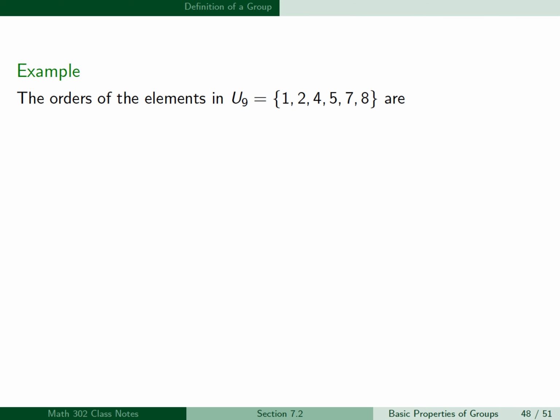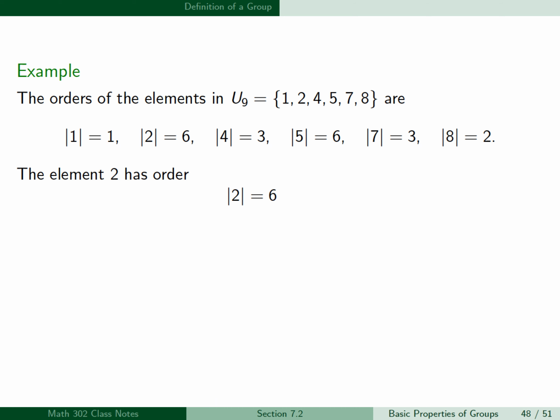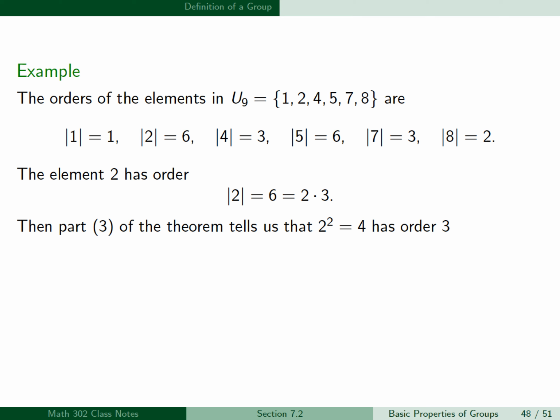As an example, if you'll recall from our previous example, the orders of the elements in U9 are as shown, and the element 2 has order 6, which is 2 times 3. So by part 3 of the theorem, 2 squared, which is 4, should have order 3, and we see that it does. And 2 cubed, which is 8, should have order 2, and again we see that it does.